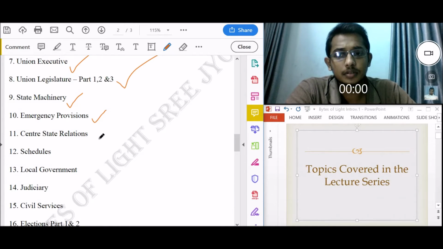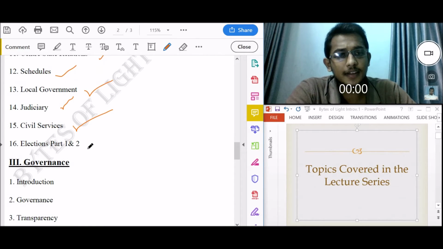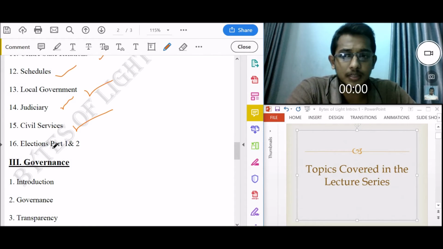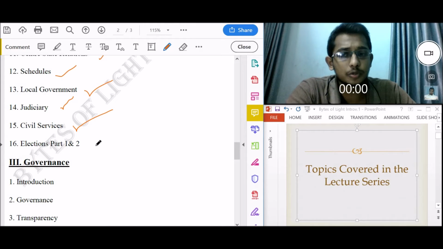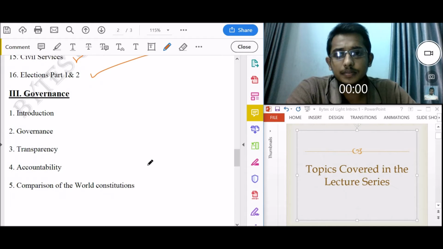emergency provisions, center-state relations, schedules, local government, judiciary, civil services, and then the last topic in the second part is elections, which are divided into two parts. Then coming to the third part, that is governance.